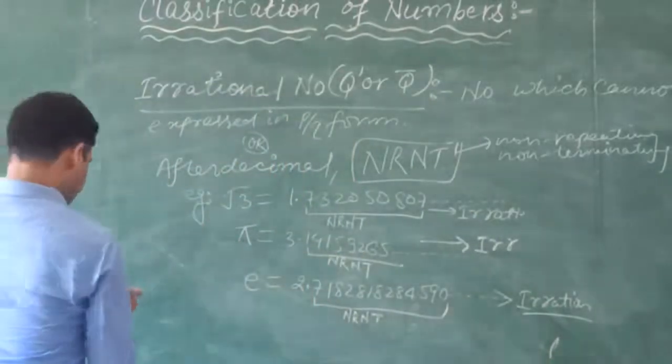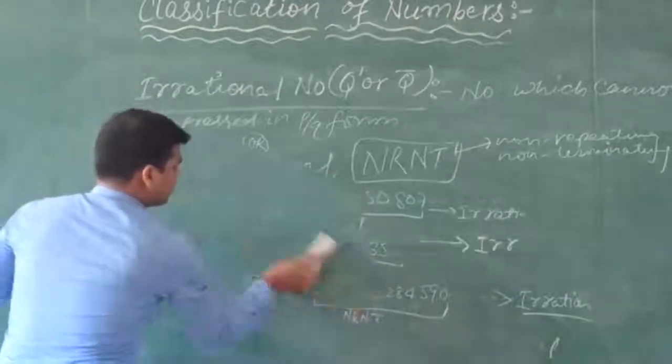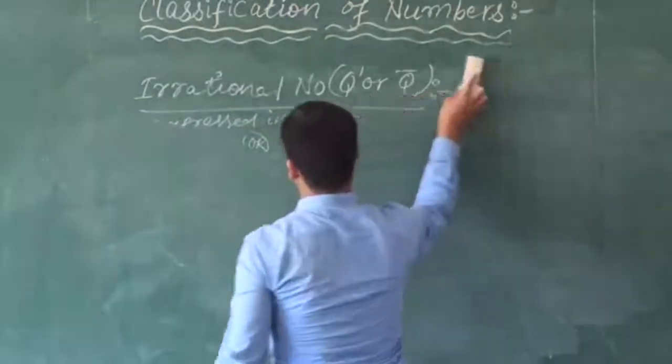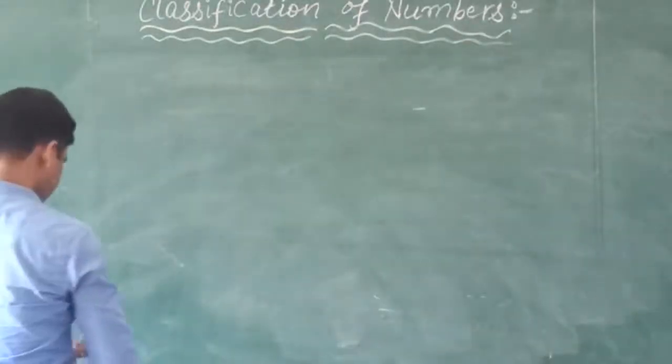Now we are going to discuss some important notes here. The first important note is 22 by 7 and pi: which is rational and which is irrational? See this here. Note.